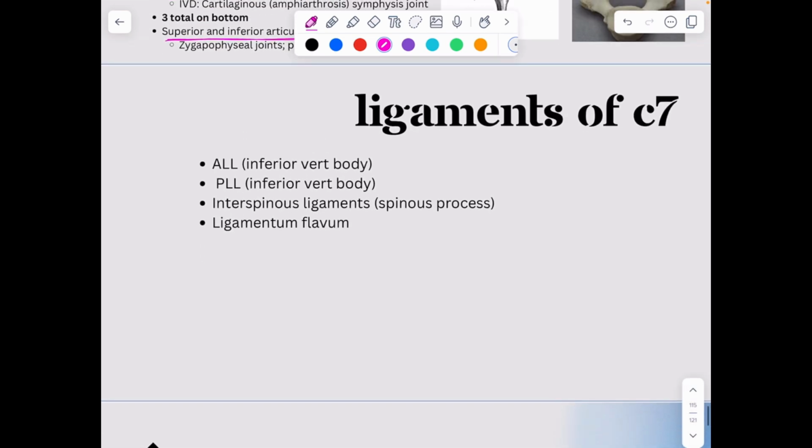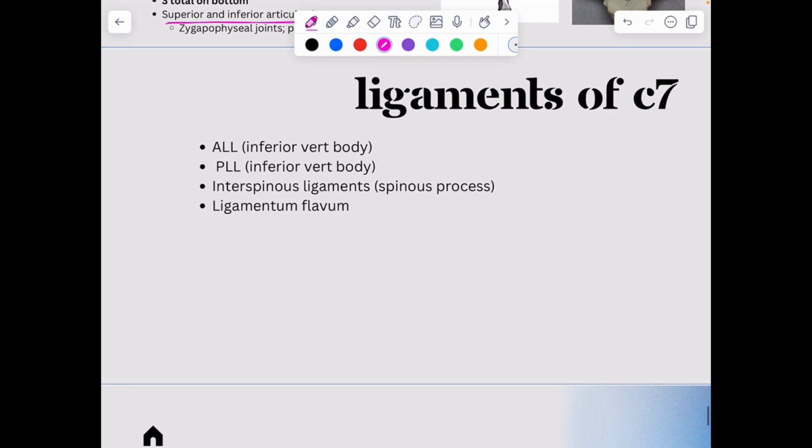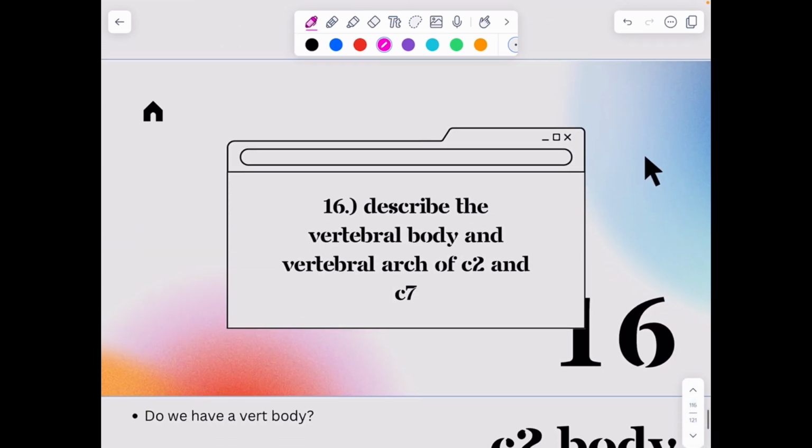The ligaments of C7, we have the ALL on the inferior vertebral body, PLL, the interspinous ligaments found throughout the spine, then the ligamentum flavum, which attaches to the lamina.